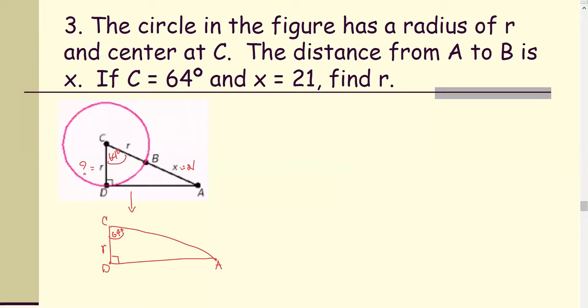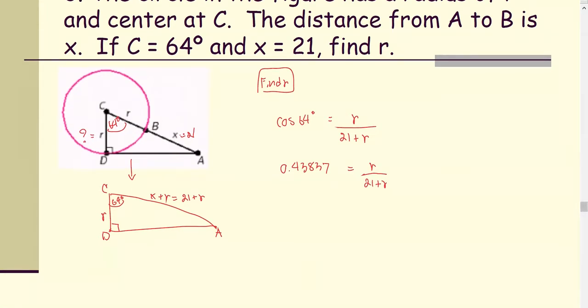The side AC is the sum of x and r, or 21 plus r. To find r, we use the cosine function: cosine of 64 degrees is the adjacent, r, divided by the hypotenuse, 21 plus r. The value of cosine 64 degrees is 0.43837. The right-hand side is r over 21 plus r.